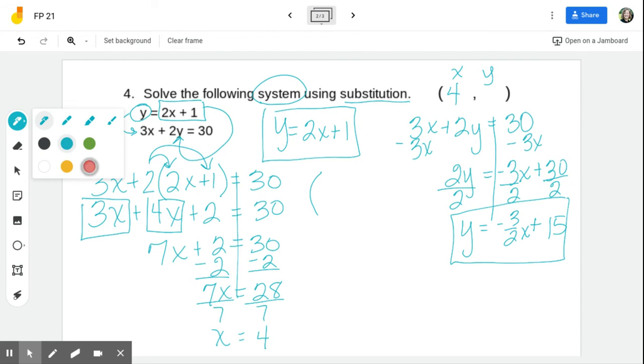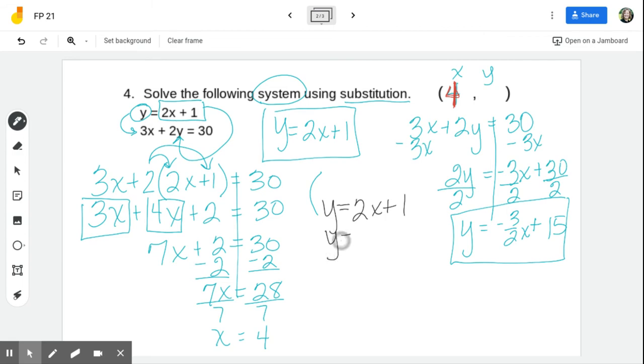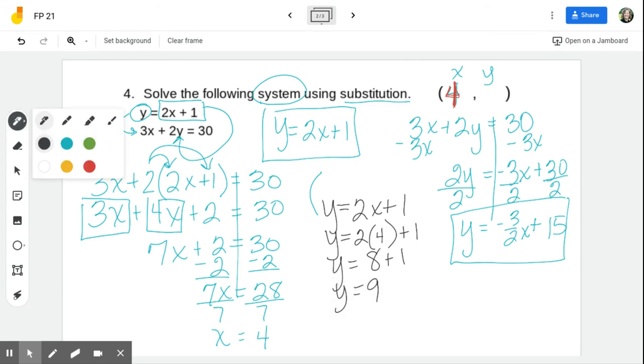I might make that red so that you can see it better. That's part of our solution. But we're missing the y value. So what we're going to do is come back in and we need to use either one of these equations. And I'm just going to use the top one. It's probably a little easier to use. And if I know that x is 4, I can solve for y. So y equals 2 times 4 plus 1. Y is equal to 2 times 4, which is 8, plus 1, which is 9. And we know that that is exactly what we got when we graphed.